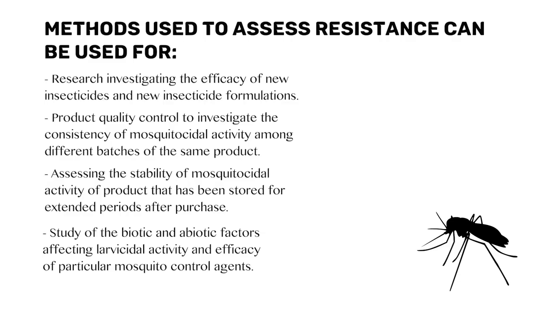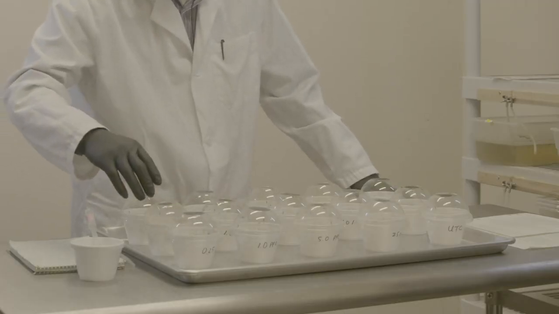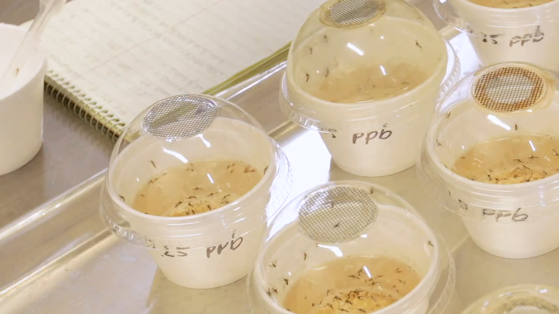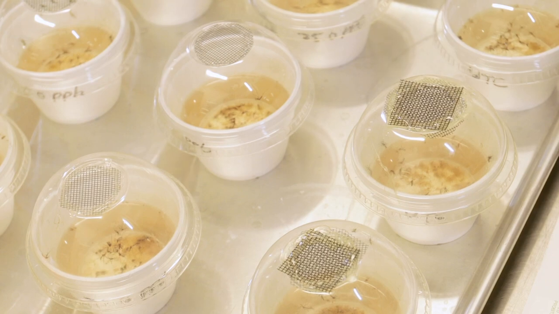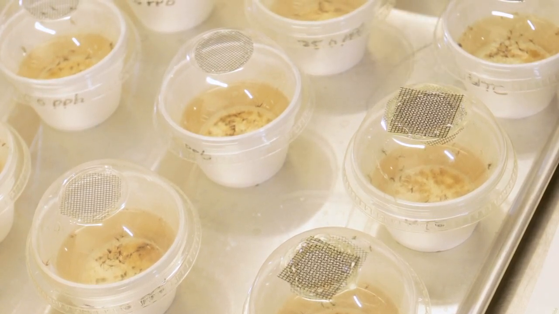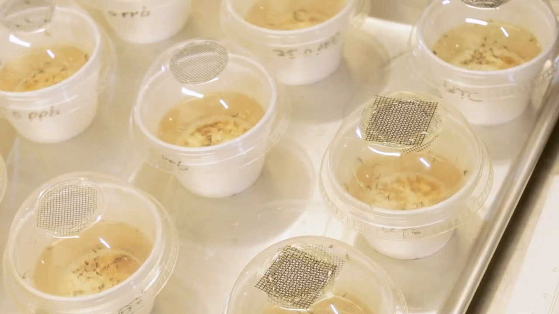If we are interested in the mortality of mosquito larvae caused by a particular control agent, and we do not know the activity of that control agent against the mosquito population of interest, then to find out the activity range of the control agent, the mosquito larvae are exposed initially to a wide range of test concentrations, together with an untreated control.